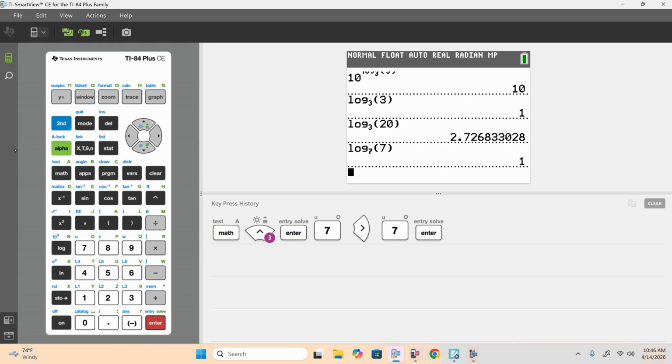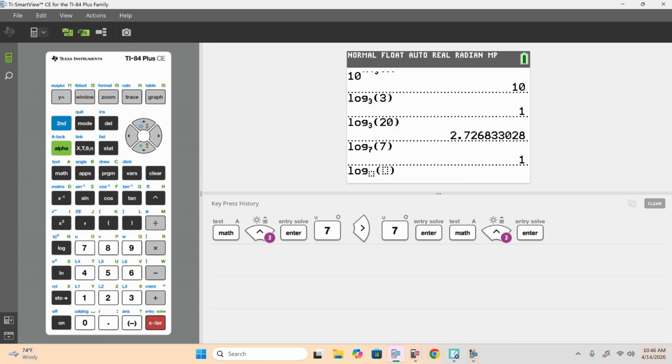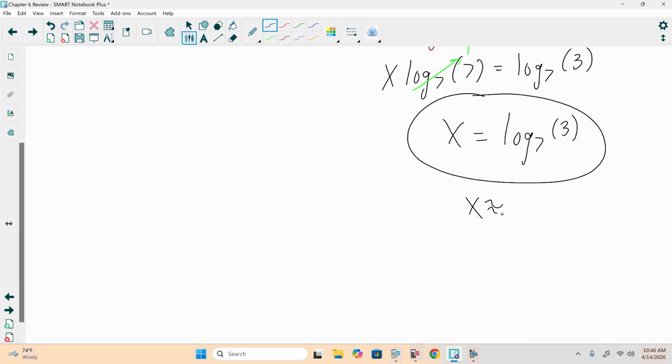Now, if we wanted to get the decimal approximation, we could grab the graphing calculator, go math, log base 7 of 3, and we get 0.56457 or 0.565. And again, for this here, I would take both of these. Definitely give me the log base 7 of 3. But if you also give me the decimal answer, that is fine as well.